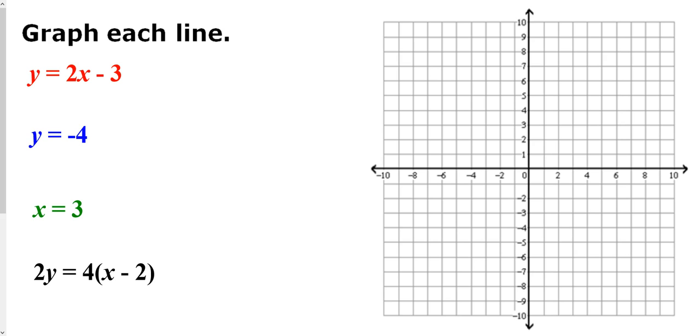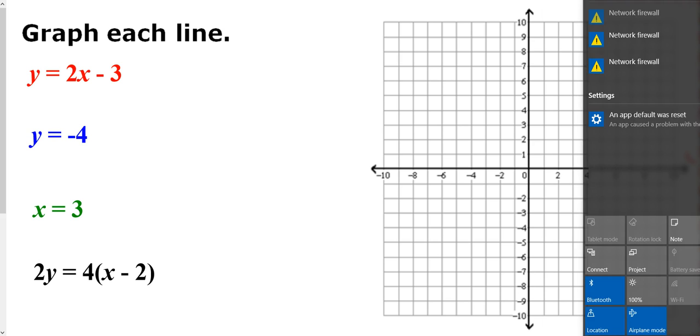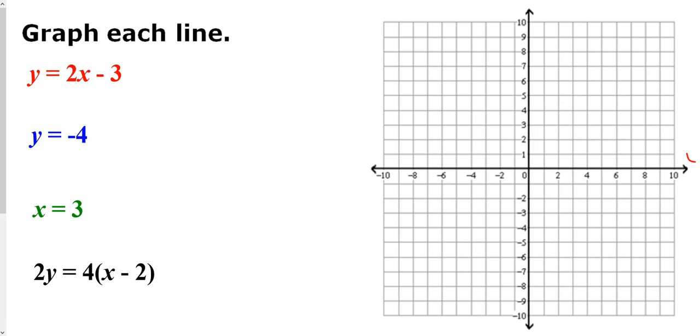Now they want us to graph each line. So y equals 2x minus 3. I'm going to start off remembering that this is my x-axis and my y-axis. So on my y-axis, I'm going to start out at -3. And I'm going to do a slope of 2, remembering that 2 as a fraction is 2 over 1. So I'm going to go up 2, right 1 and put a point. And I'll continue that, going up 2, right 1.